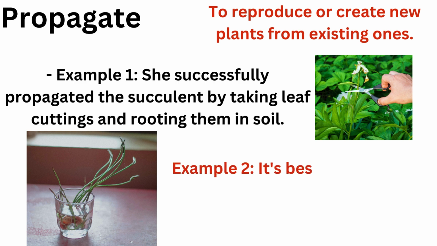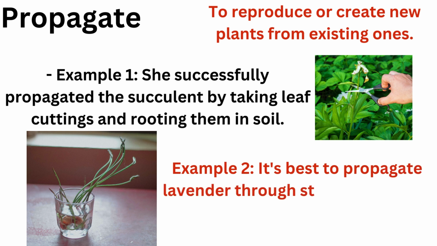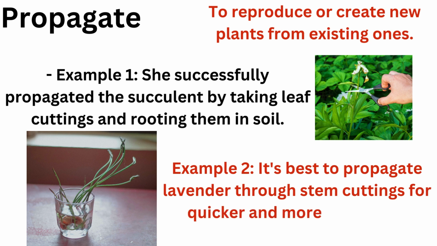It's best to propagate lavender through stem cuttings for quicker and more consistent results.